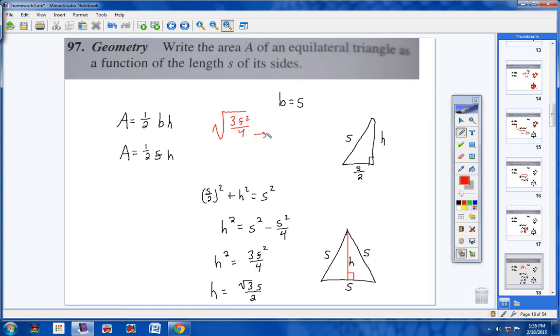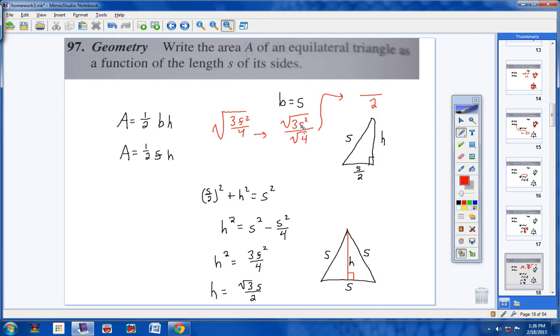Now you learned in Algebra 2, whenever you have a radical over a fraction, you can split it up into the top and the bottom. So I have the square root of 3s squared over the square root of 4, okay? Well, obviously, the denominator is going to be 2 because the square root of 4 is 2.